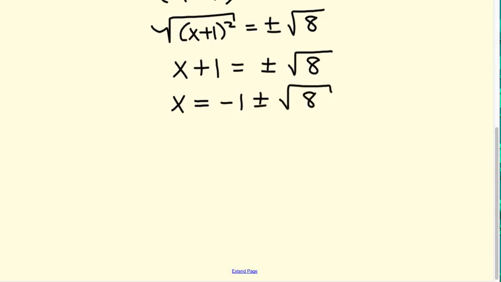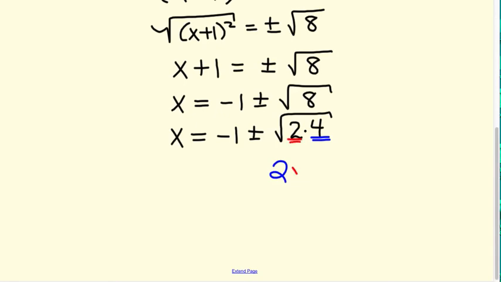And now see if you can break down the square root of 8, which you can. 8 can be rewritten as 2 times 4. And then the square root of 4 is 2. So that 2 is going to come out in front. This 2 will stay underneath. And then you have plus or minus, and the negative 1.